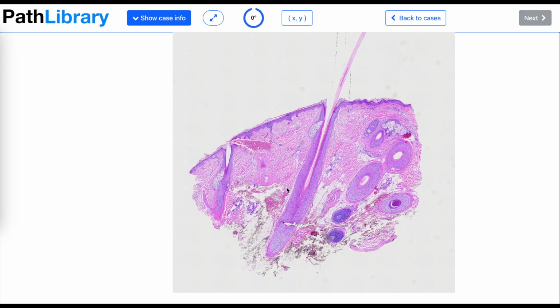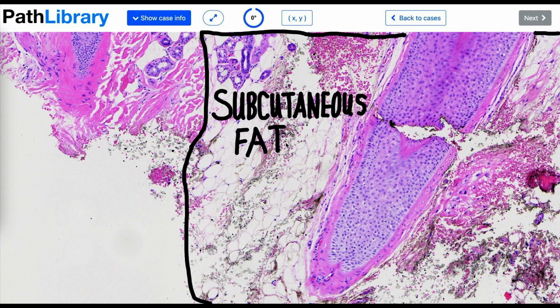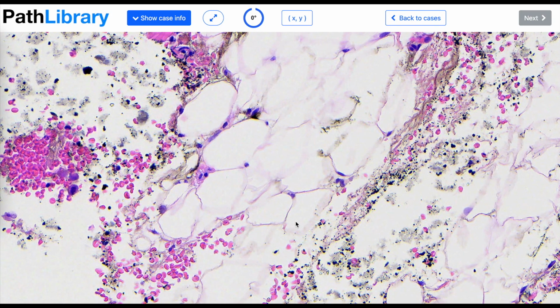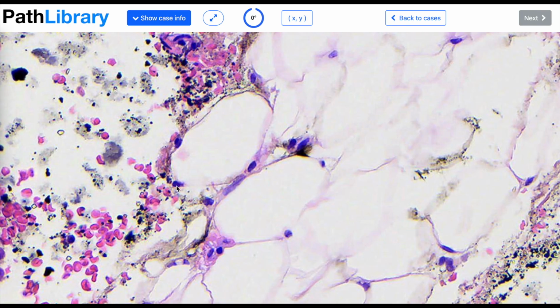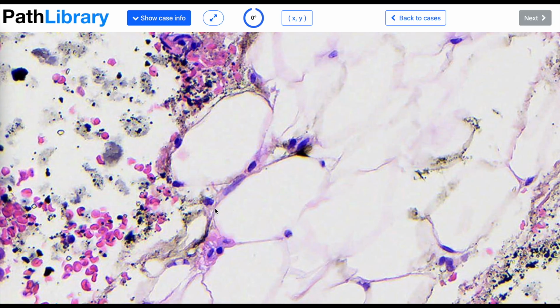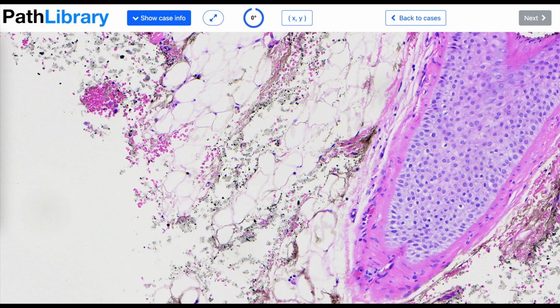So finally, we're going to talk about the subcutaneous fat. This is a relatively simple structure. Because of the way tissue processing works, fat just gets washed out during processing. So it appears as this white space. So adipocytes are going to appear as these clear, round to ovoid structures. There's another adipocyte there. And that's pretty much it for subcutaneous adipose tissue.